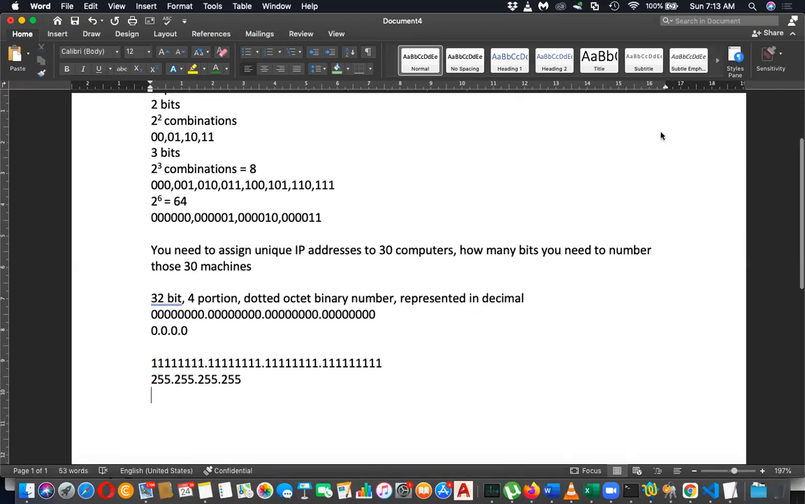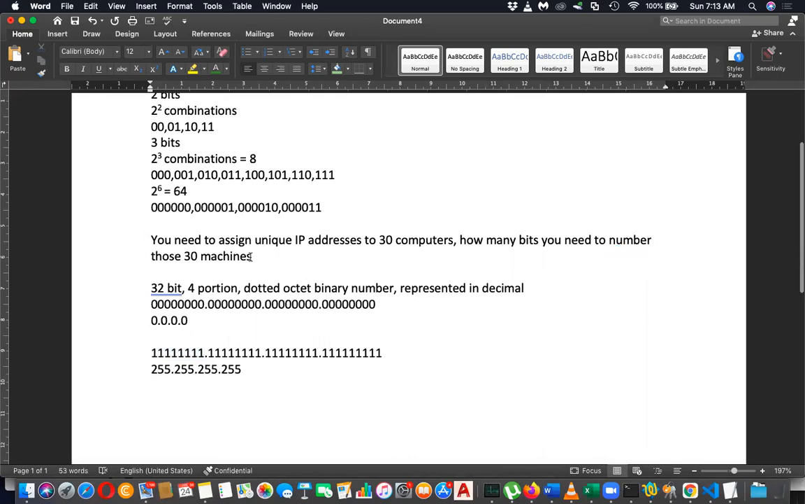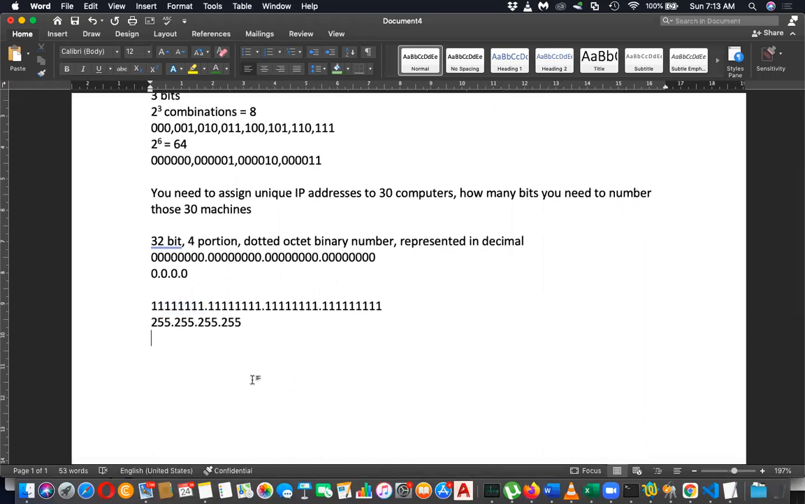Okay, but the question is asking something different. If you have 30 computers, how many bits do you need to number those 30 machines? For example, you can give IP addresses to 30 computers just by keeping the first portion unique and not thinking about the rest. Let's say the first part is 192.168.0, then you can change only the last bits to give IPs to machines.